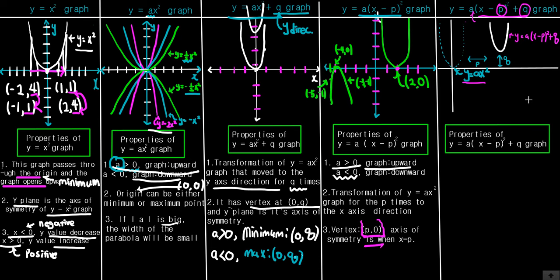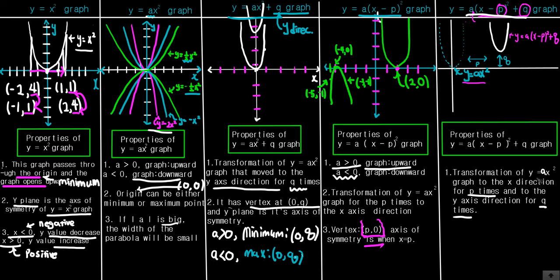But in terms of the properties of the y is equal to a times x minus p squared plus q graph, the first property is that it is a transformation of the y is equal to ax squared graph, a transformation in the x direction by p and in the y-axis direction by q. This is a statement that we already learned in the previous graphs, and this is what this graph means: y is equal to a times x minus p squared plus q.